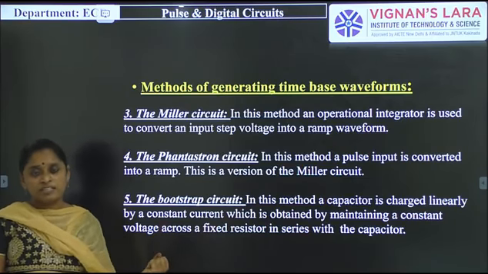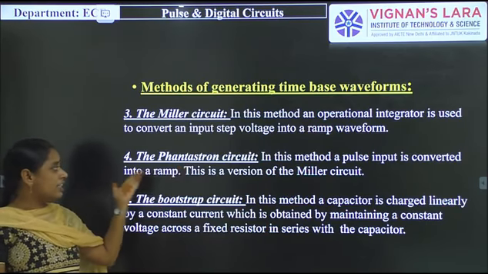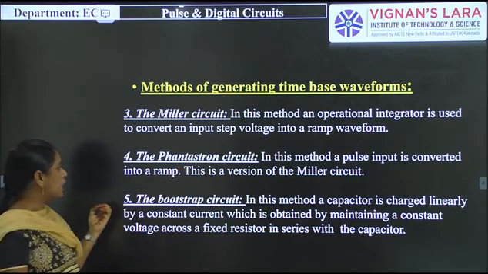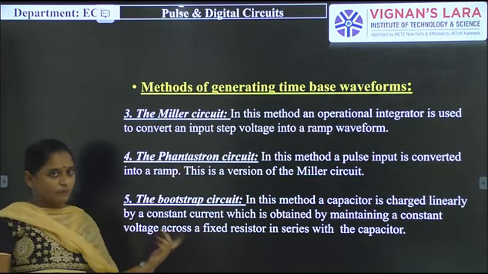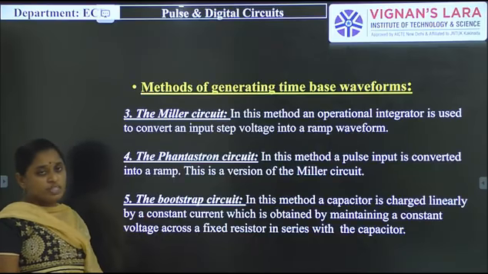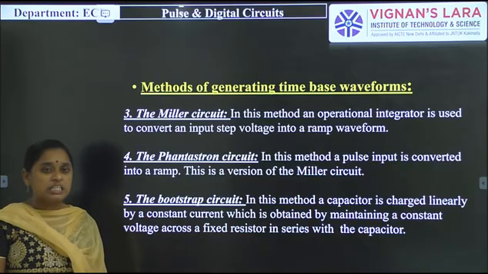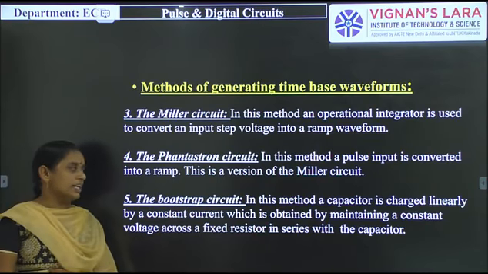So the input is a pulse signal, and the Phantastron circuit converts the pulse signal to the ramp signal. So there is a difference between the Miller and Phantastron circuit. And the next one is the bootstrap circuit. In this method also, the capacitor is charged linearly with a constant current.